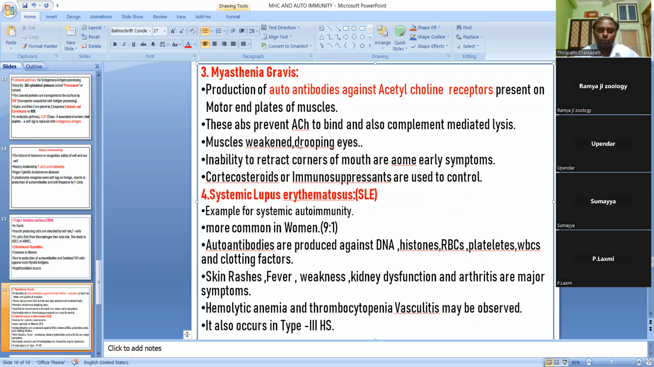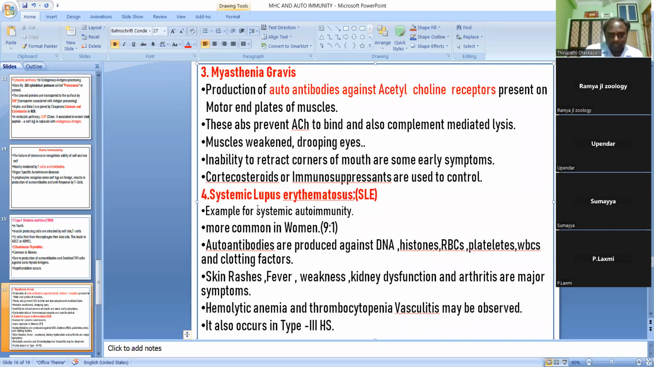Due to this, some problems like weakening of muscles, drooping of eyes take place, and inability to retract the corners of the mouth. And if the nose is opened, it becomes difficult to close it again. These are some early symptoms. Corticosteroids and immunosuppressants are used to control it. Anyway, what should you remember here? One, the antibodies are produced against acetylcholine receptors, that is myasthenia gravis, as simple as that.